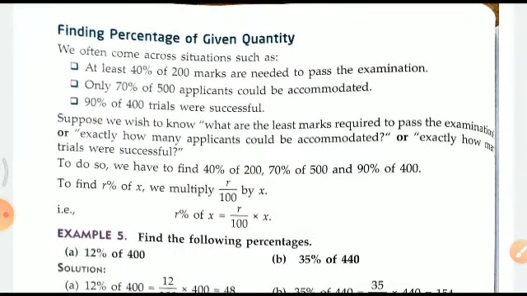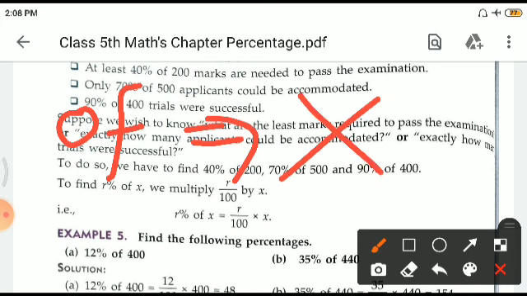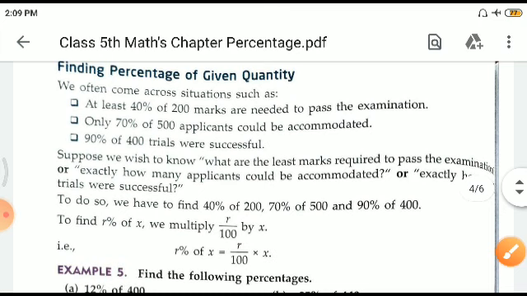Next is finding percentage of given quantity. We often come across situations such as at least 40% of 200 marks are needed to pass the examination. Now, another trick for you all. Please remember this letter of English, it represents multiplication. Of means multiply. Of means multiply. Now see how easy your question becomes with that knowledge.